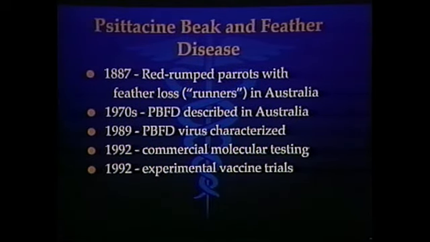Psittacine beak and feather disease has been championed as an emerging disease of importance in psittacine birds. But if you study the literature critically, the earliest descriptions of psittacine beak and feather disease were made in 1887 in Australia, where red rump parrots that were virtually featherless were observed to run along the ground. Most of these birds probably ended up being a meal ticket for various predators.